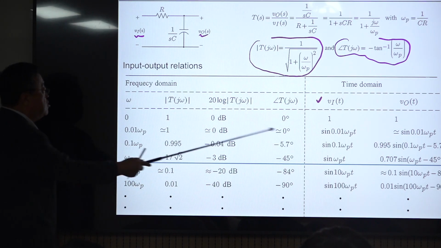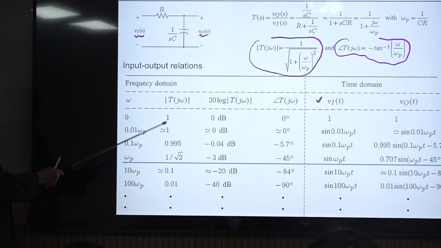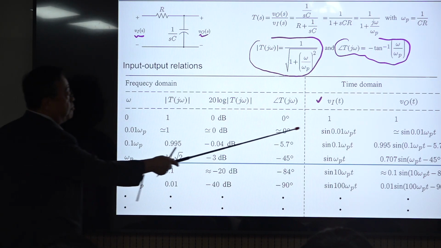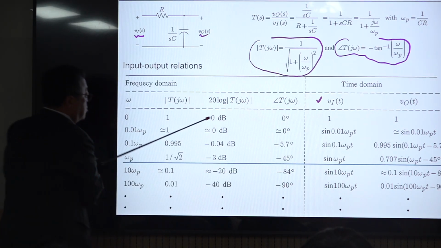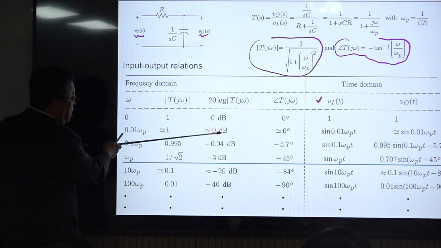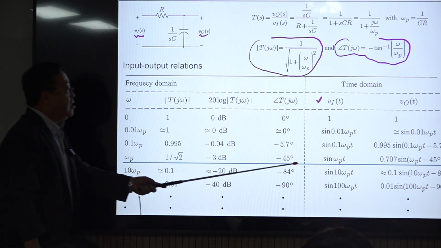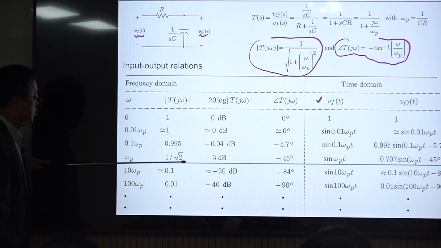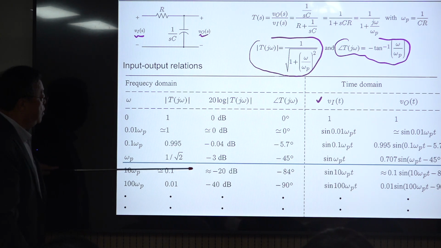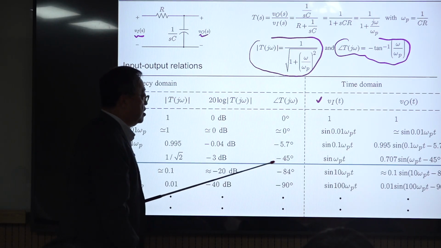Then magnitude is the same. There is no phase delay because this is a DC quantity, and at this frequency, this magnitude becomes almost the same as this one. So this one, in terms of dB, 0 dB, like that. This magnitude is this one, okay? At this pole frequency, magnitude becomes 1 over square root 2, which is this one. And in terms of dB, this is minus 3 dB. And the phase delay is this one. You understand this, okay?